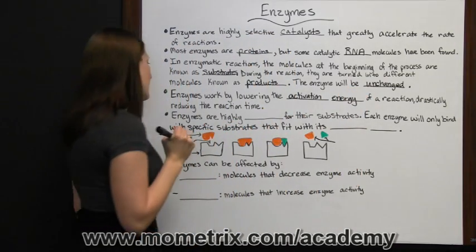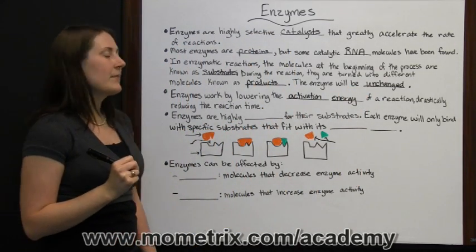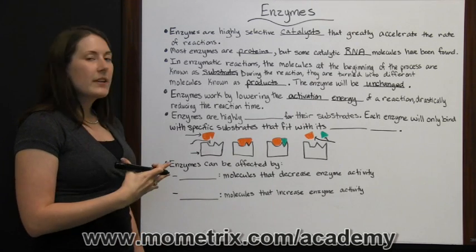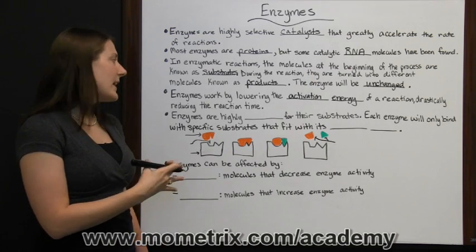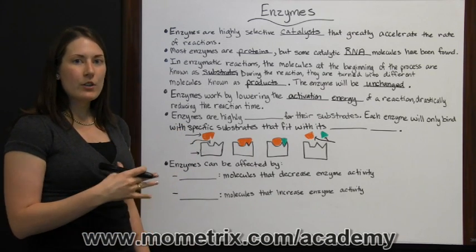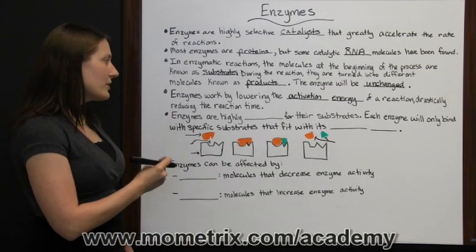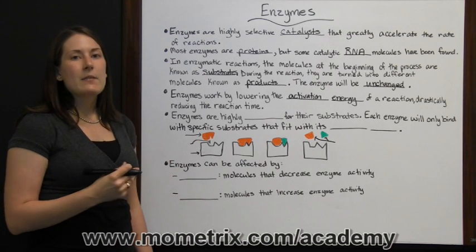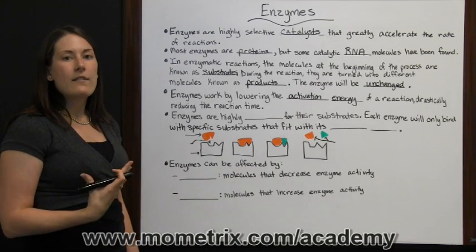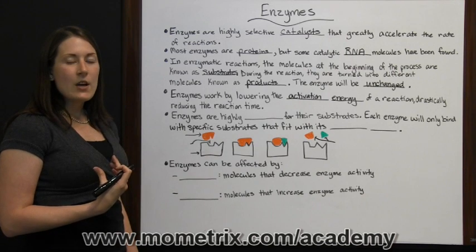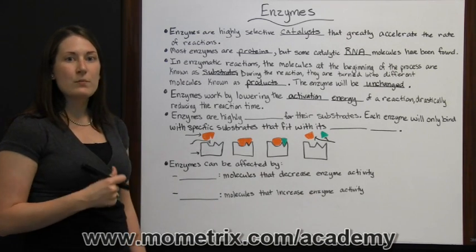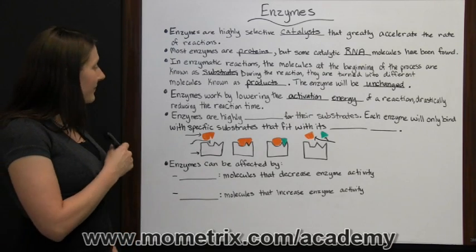Enzymes work by lowering the activation energy of a reaction, drastically reducing the reaction time. If you had to build up all that energy to complete a reaction normally, it would take a really long time. Well, whenever the enzyme works on a reaction, it lowers the activation energy and makes the reaction happen a lot faster. In fact, a lot of our metabolic processes would not be fast enough to sustain life without enzymes there to speed up the reactions.